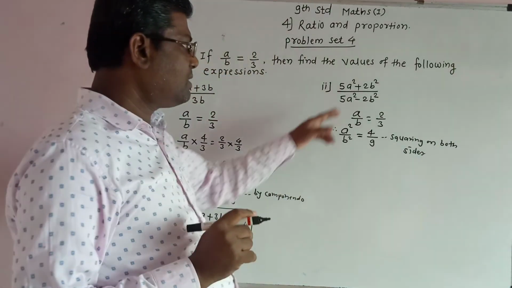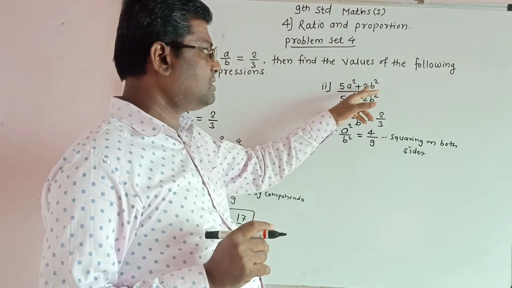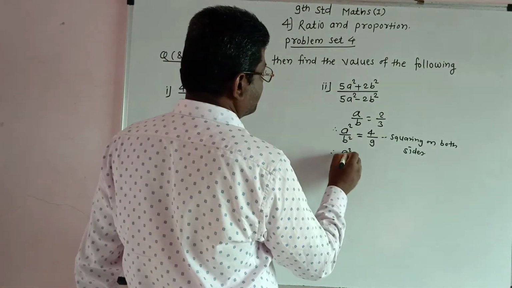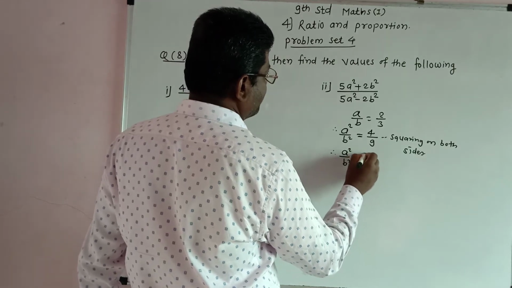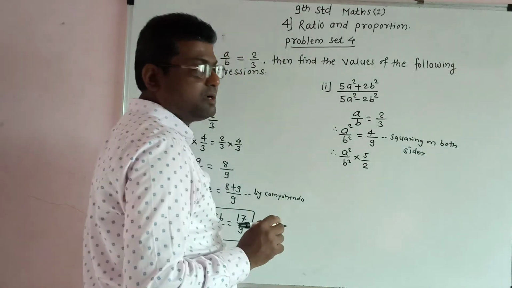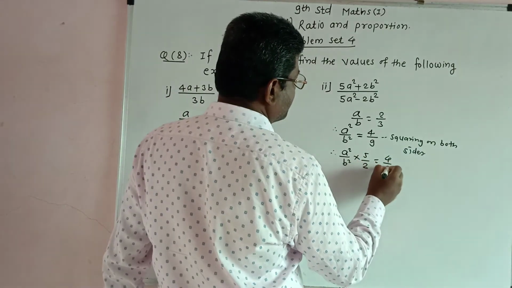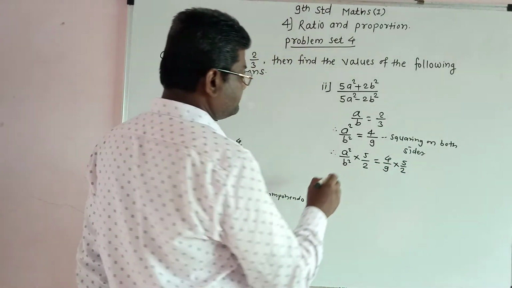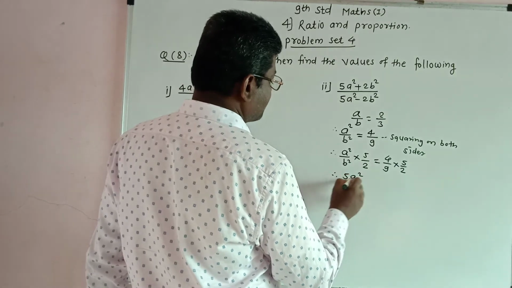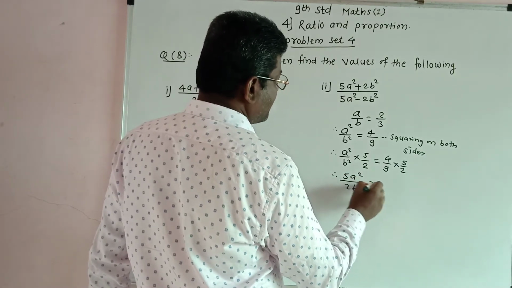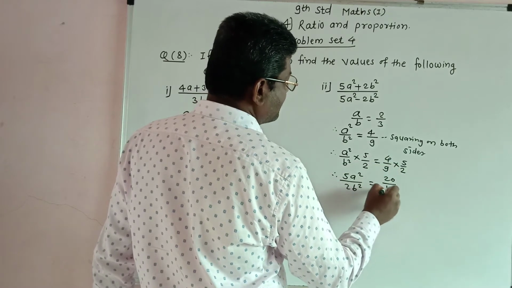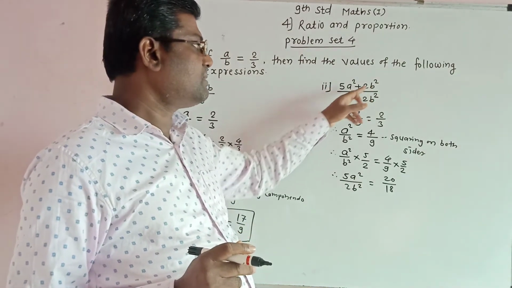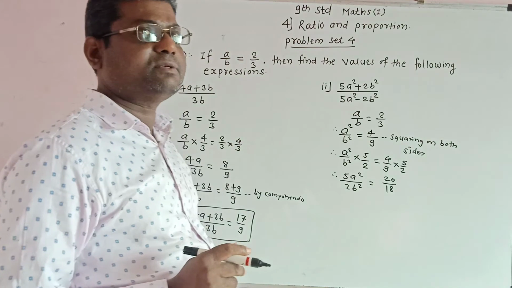Now in the example, the coefficient of A square is 5 and the coefficient of B square is 2. Therefore, we have to multiply this A square by 5 and B square by 2. So, we multiply both sides by 5 upon 2: A square upon B square is equal to 4 upon 9 into 5 upon 2. Therefore, it will be 5A square upon 2B square is equal to 5 into 4, 20 upon 2 into 9 is 18.